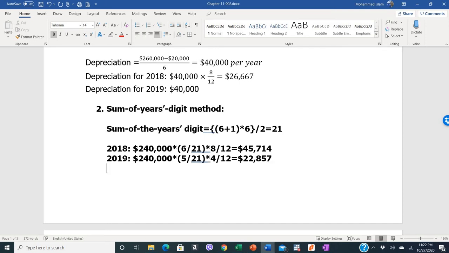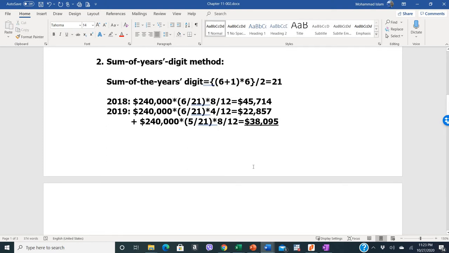It should be equal to 22,857, plus 240,000 multiplied by, sorry, it should be 5 over 21, multiplied by 8 over 12 again, because we have 8 months remaining for 2019 from the second 12 months. And it should be equal to 38,095.